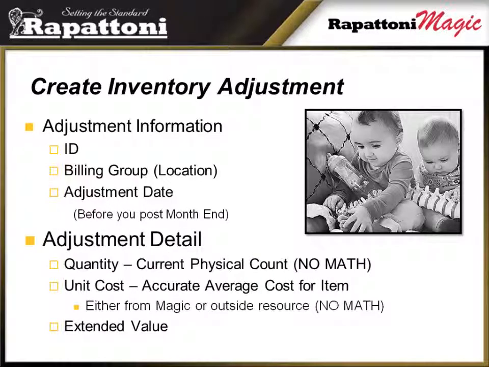We looked at the detail in that adjustment form, such as the quantity, the current physical count you have on hand. We're not going to try to do any math here and decide what the adjustment should be. We're simply going to tell Magic what we have on hand, so Magic can do the calculations. We're going to enter a unit cost. We can either use an average or an accurate average cost for the item. We can take that from Magic or from an outside resource such as the invoice, and Magic will calculate the extended value.